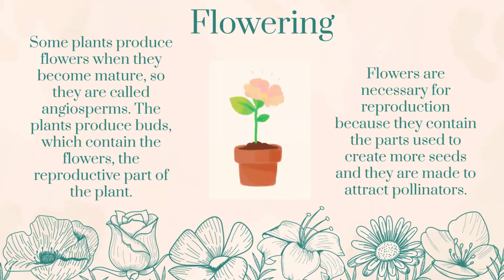First, let's take a look at flowering plants. These types of plants will go through a stage called flowering. Flowering plants are called angiosperms. I like to remember this by thinking that Angie is a girl who owns a flower store, so angiosperms are plants that produce flowers. Now, angiosperms produce buds, which hold the flowers inside of them. Flowers are the reproductive part of the plant. They have the necessary parts to produce more seeds, and they are designed to attract pollinators.